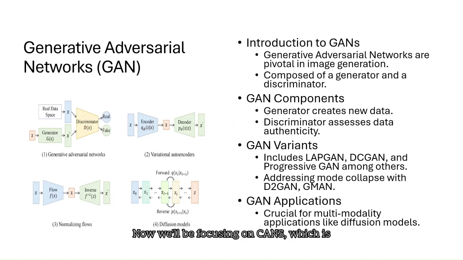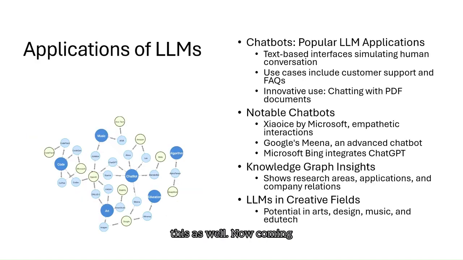Now we'll be focusing on GANs, which are generative adversarial networks. They are widely used for image generation, and GANs consist of a generator and a discriminator. The generator creates new data while the discriminator decides if the input is real or not, and the design of the generator and discriminator influences GAN training and performance. Various GAN variants have been developed, including LabGAN, DCGAN, and many more. The following graphs illustrate some of those categories of variations on the generative model itself. Although GAN models are not the focus today, they are essential in powering multimodal applications such as diffusion models, so we thought that we'd cover this as well.